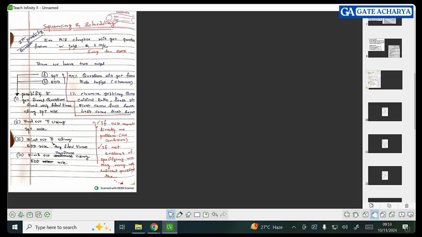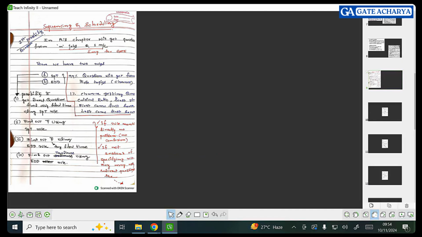Now in that, what are the possibilities? The question may ask to find the average flow time using the SPT rule. Sometimes it asks to find the average tardiness, T bar. F bar means flow time, T bar means tardiness, right? So this is from the SPT rule. Next, find F bar, the average flow time, using the EDD rule also sometimes. Next, find tardiness using the EDD rule. So T bar, F bar can be calculated by the SPT rule, and F bar and T bar can also be calculated by the EDD rule.